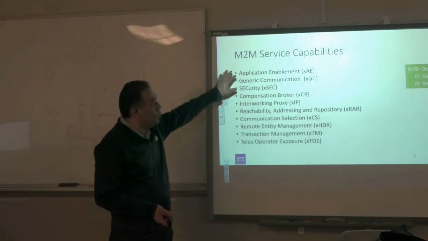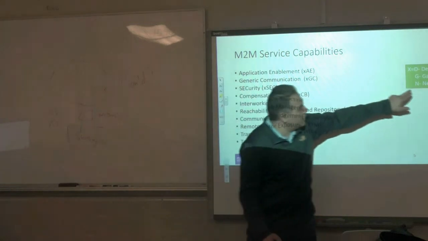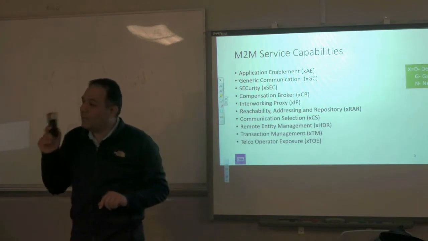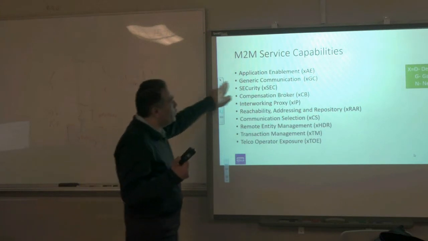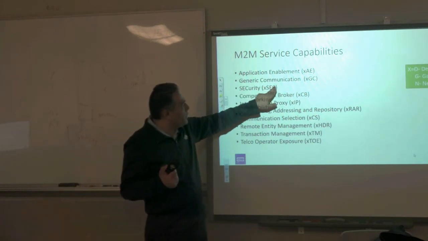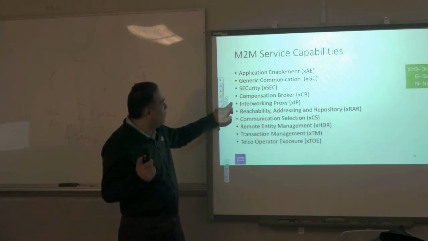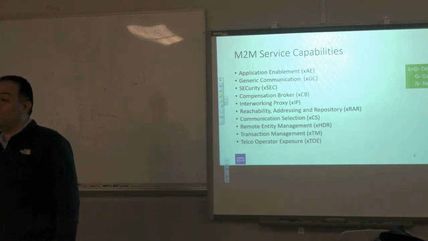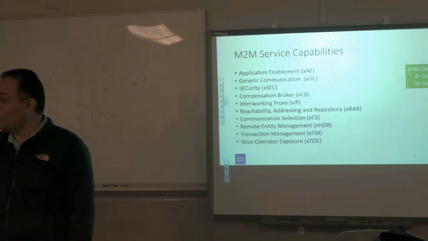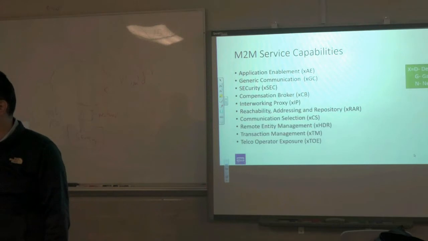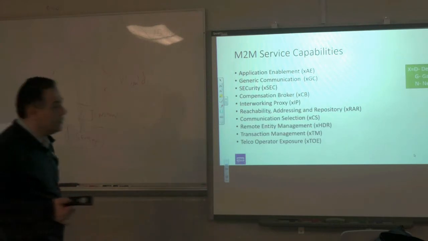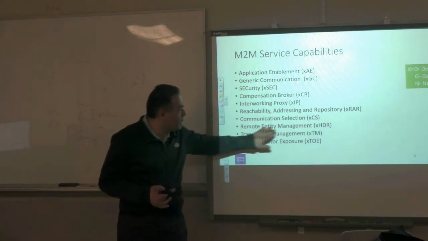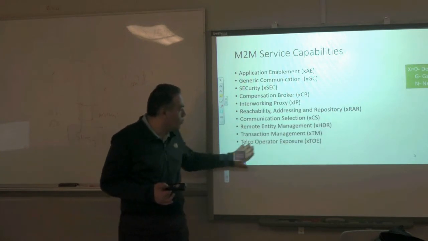All right, so we're going to talk about all of these later. So this is, for example, the device, the gateway, the network. We're going to talk about the service capabilities. What are the service capabilities of the device? So in terms of application and enablement, general communication, security, okay, compensation broker. I mean, like you have a device, and the device is working through T-Mobile or a network, right? T-Mobile at this time is what they call a broker, because they charge you for each communication. So how do you configure all of that, right? Okay, interworking proxy, reachability, whatever, communication selection, remote entity management, transaction management, operator exposure.